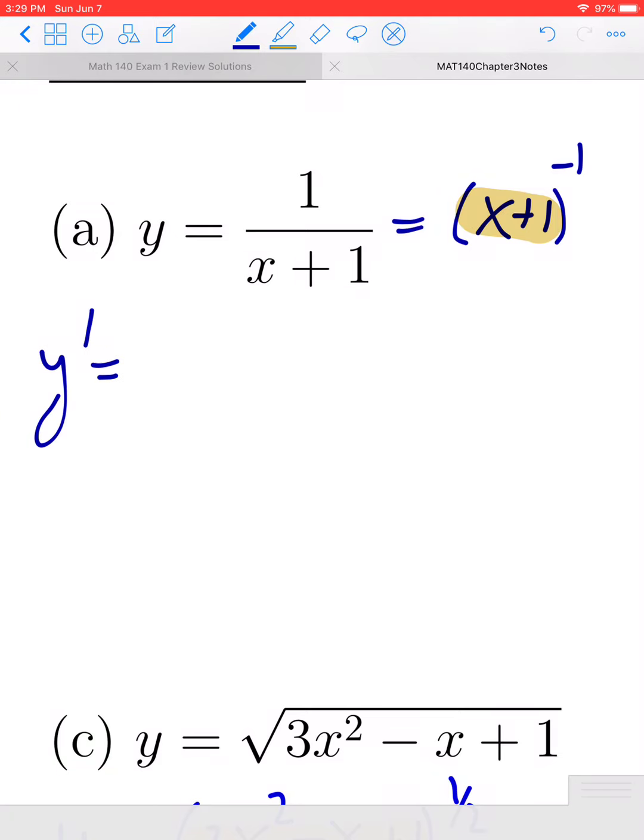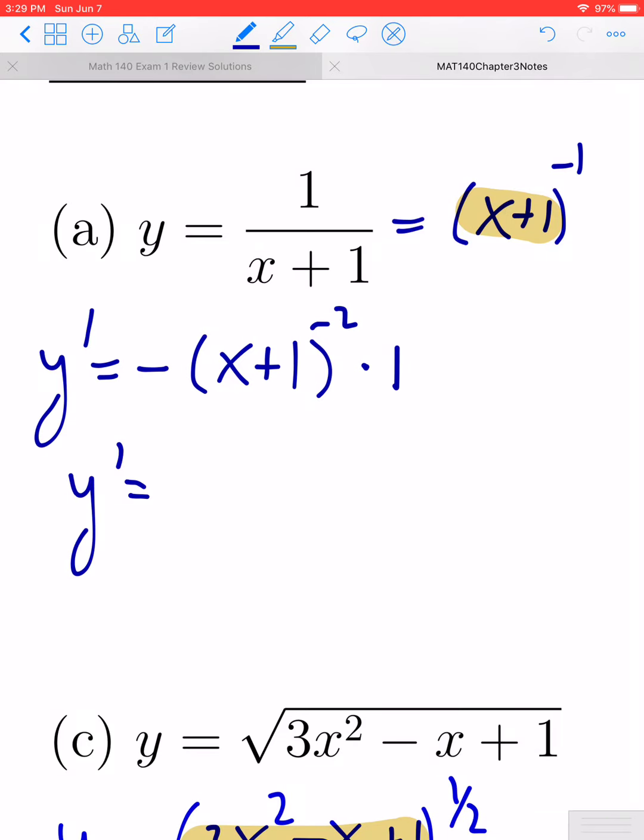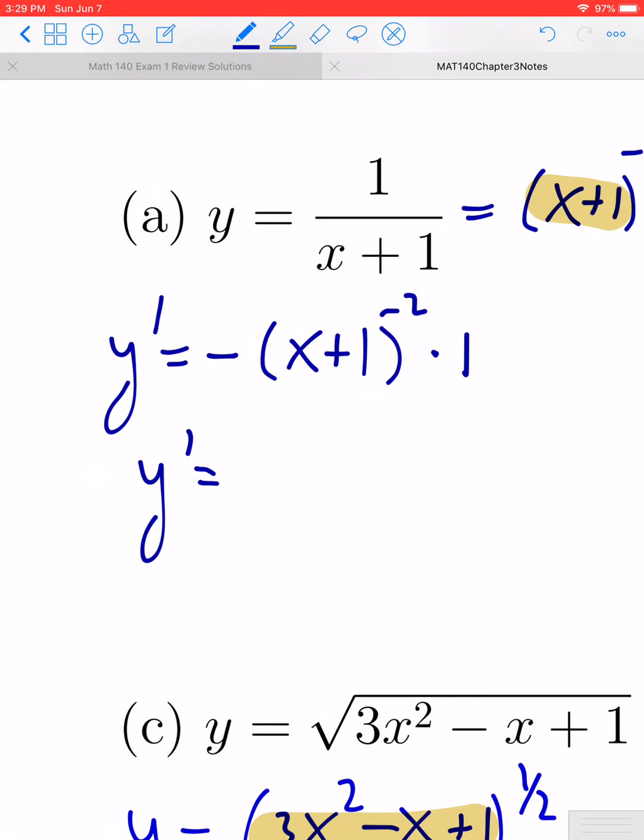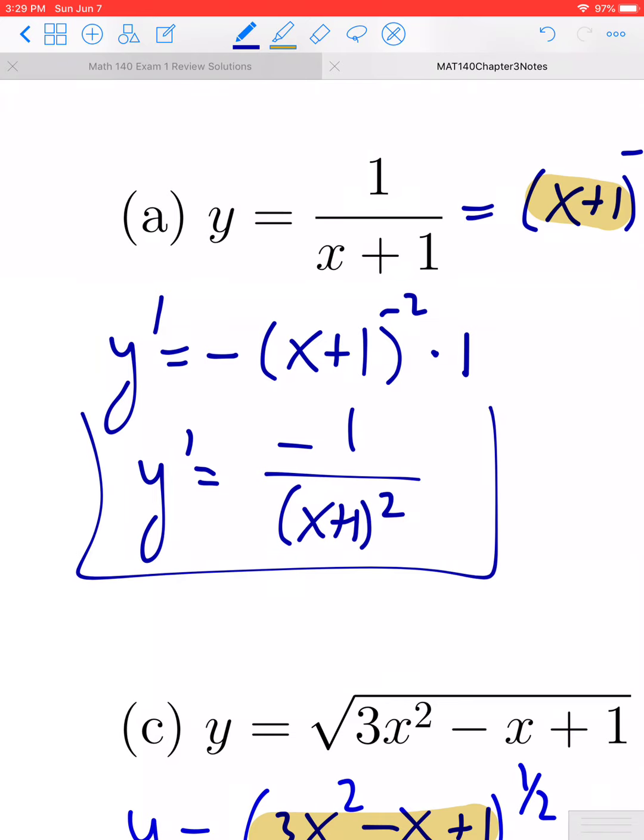We can go ahead and take our derivative. We're going to bring the power down. So we're doing the derivative of the outer function. Bring the power down, reduce the power by 1, leave the inside function alone, and then multiply this by the derivative of the inside function. The derivative of the inside function is 1. And so we get y prime equals negative 1 divided by x plus 1 squared.